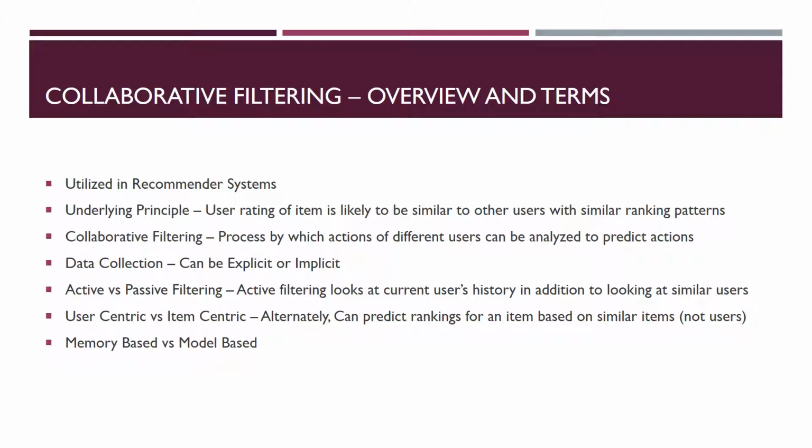Then there's also user-centric versus item-centric collaborative filtering. A user-centric collaborative filtering approach predicts rankings for an item based on other users' similar rankings, whereas an item-centric approach actually looks for other similar items and predicts rankings based on the similarity and rankings for the other items.